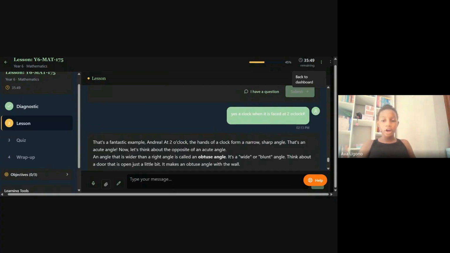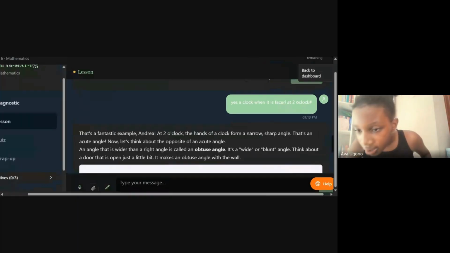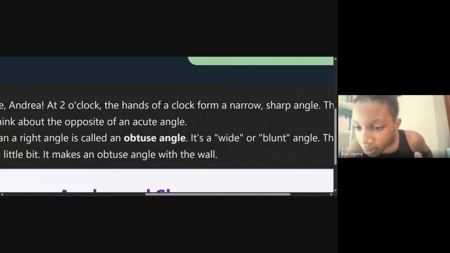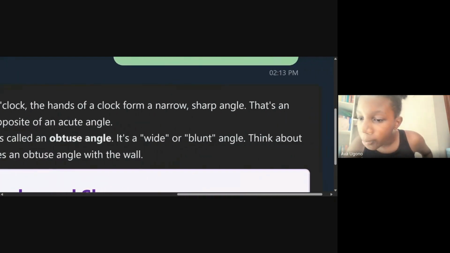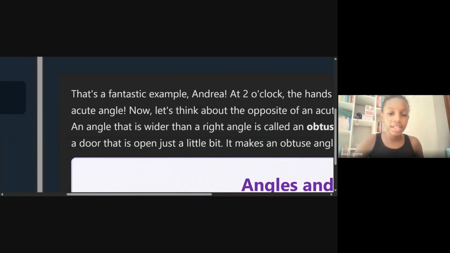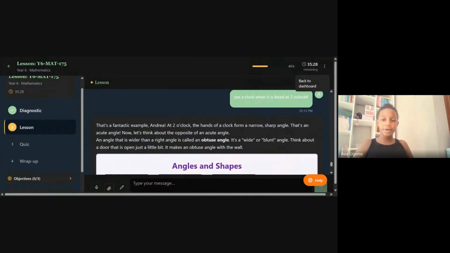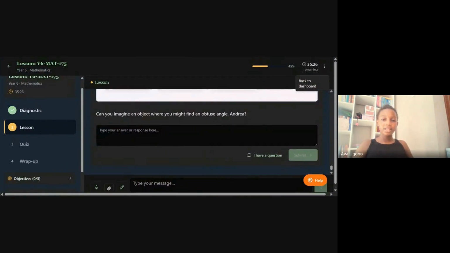Now let's think about the opposite of an acute angle. An angle that is wider than a right angle is called an obtuse angle. It is a wide or blunt angle. Think of it as a door that is just open a little bit. It makes an obtuse angle with the wall. Can you imagine an object where you might find an obtuse angle?